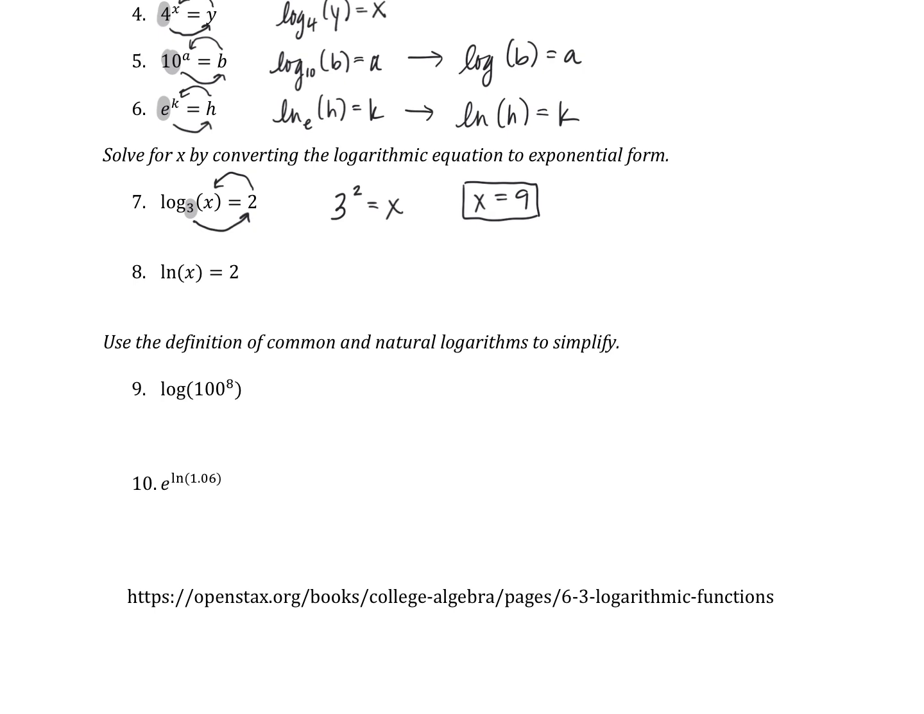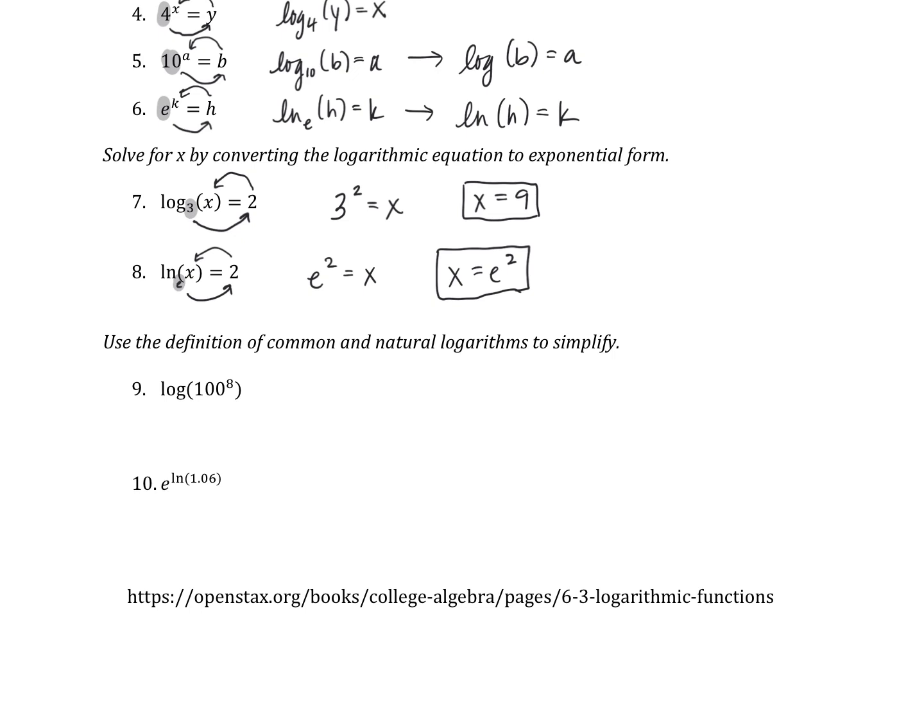Okay. And number 8, same thing. You start with a log, so we're going to identify the base. It's e. So e raised to the second is equal to x. So x is e squared. You do not have to give the numeric answer for that because that would be an estimate. If they asked you to estimate, then you could put it in your calculator and find a decimal approximation and give that as your answer.